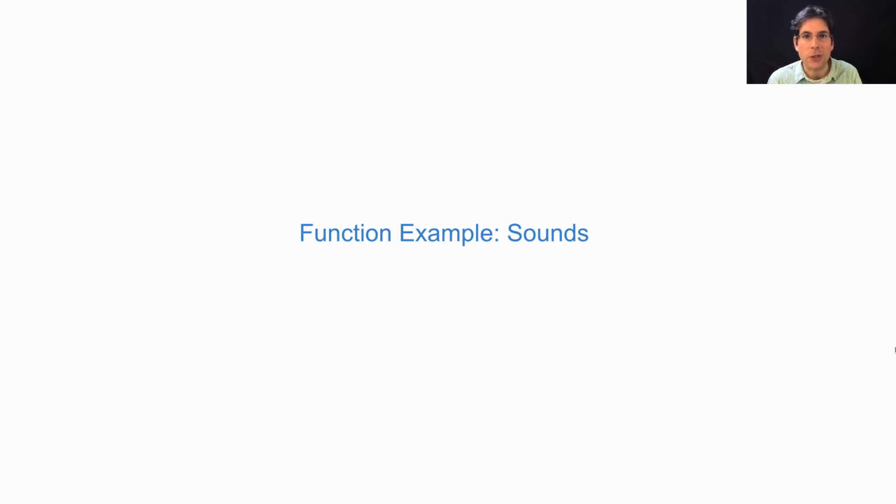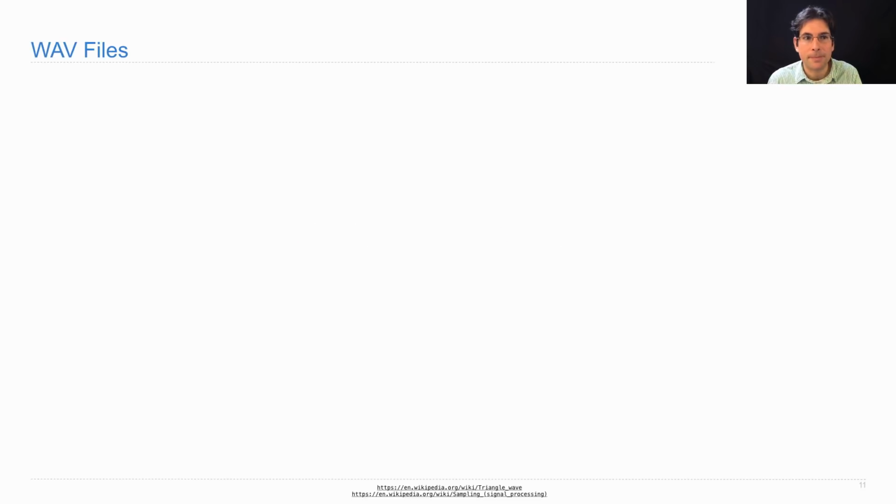And the example is generating sounds. So what we're going to do is write down a wave file. That's a standard format for encoding sounds. It's not used much these days because it takes a lot of space. It's a really simple format that doesn't involve any compression at all. But it's really simple to generate a wave file, so that's why we'll use it.